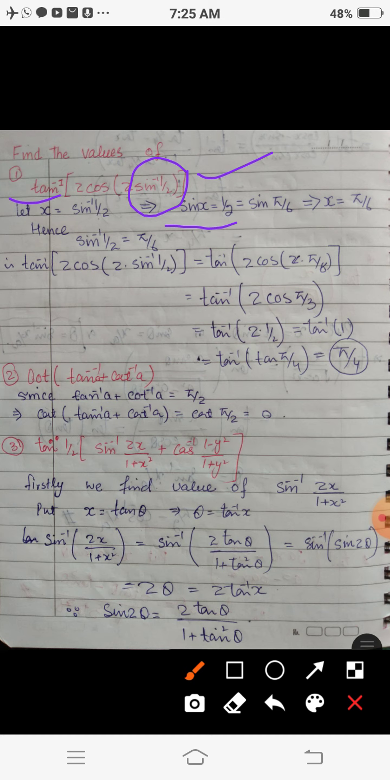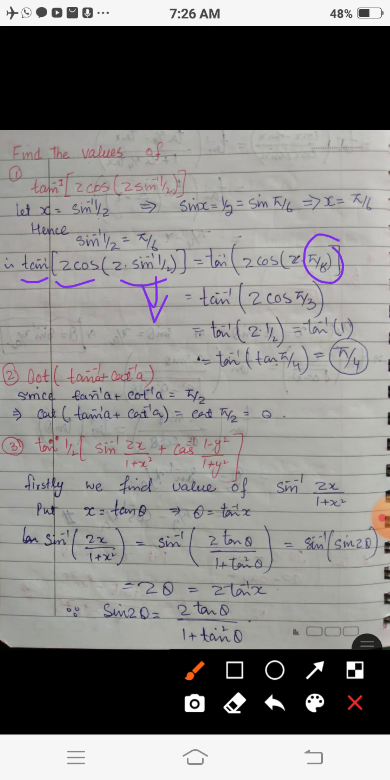You know that the value of sine pi by 6 is 1 by 2, which implies that sine x is sine pi by 6 by considering the principal value, which implies that x equals pi upon 6. Hence sine inverse 1 upon 2 is pi by 6. So put sine inverse 1 upon 2 equals pi by 6 in the given problem. It is tan inverse of 2 cos of 2 sine inverse 1 upon 2 equals, in place of sine inverse 1 upon 2, put pi by 6 here, pi by 6.